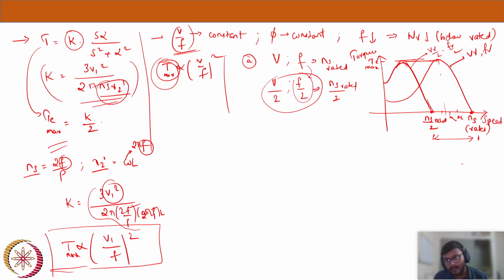This is the ideal case. Why I am saying ideal, because here we have neglected all the stator impedances, stator resistances, and magnetizing branch. Everything we have neglected. That's why there is no drop in those resistances. If we consider the drops as well, the actual curve may look like this. The only change will be the maximum torque will not be exactly the same because of the drop. It will just reduce a bit. That's it.